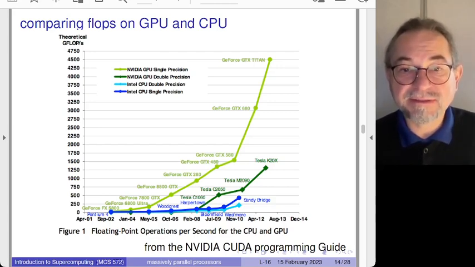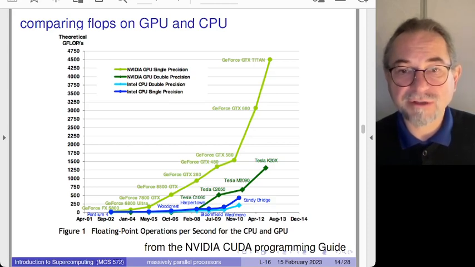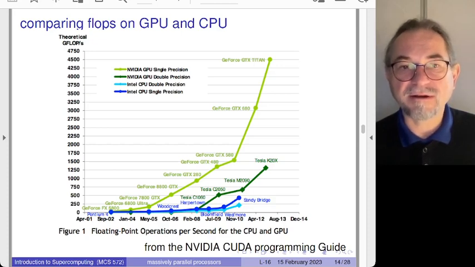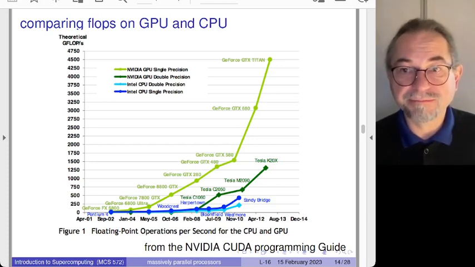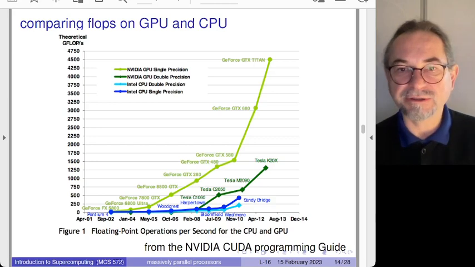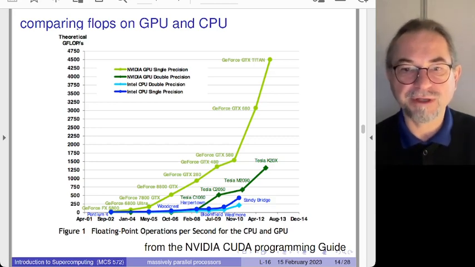The Tesla C2050 was my first card. You see the Tesla K20 towards the end there. These are the high-end graphics cards. There are two types of graphics cards: the ones that are capable of double precision performance, and the ones that are geared towards more single precision and integer computation.